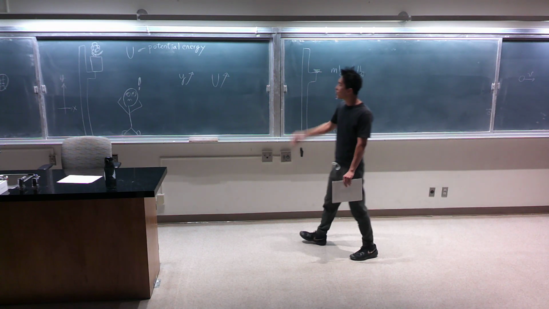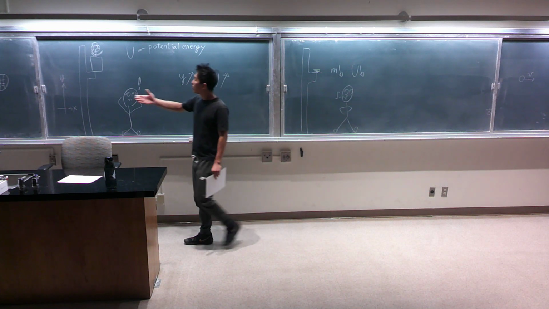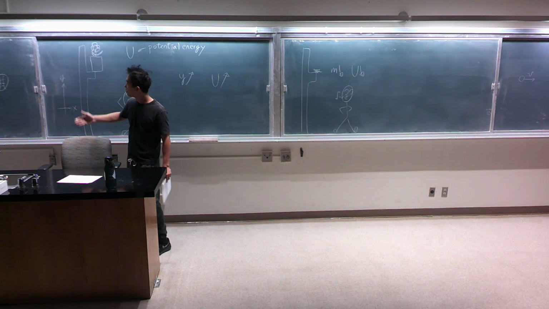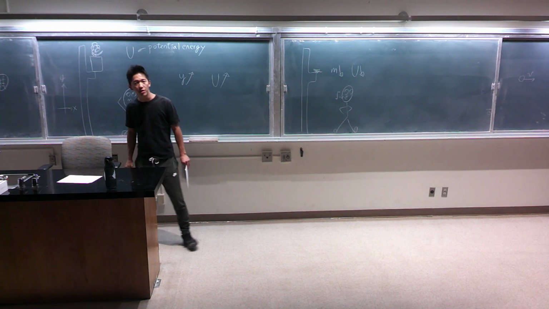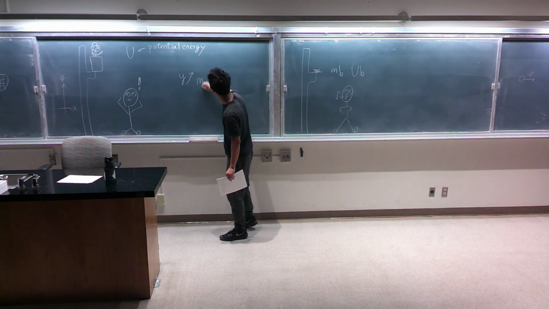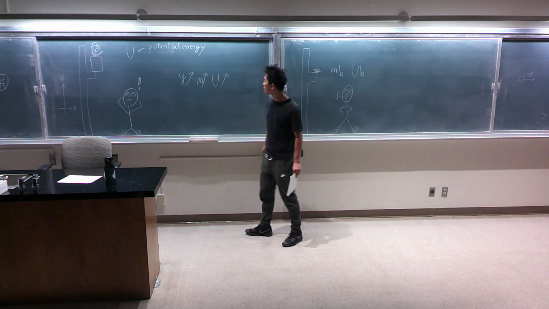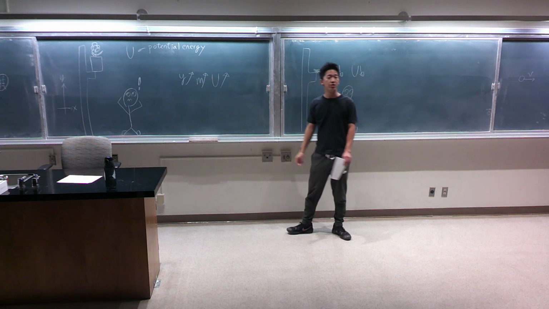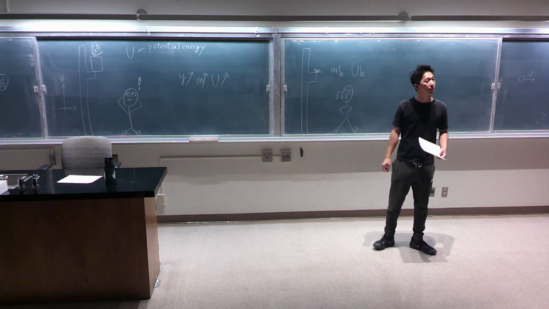Just like kinetic energy, the heavier the flying object is, the bigger the kinetic energy. The heavier the object is and the higher the object is, the higher its potential energy. Okay?